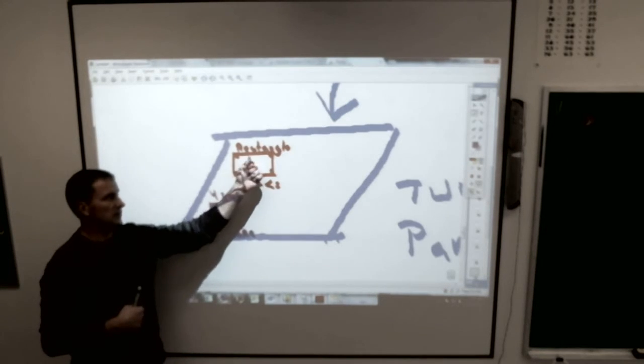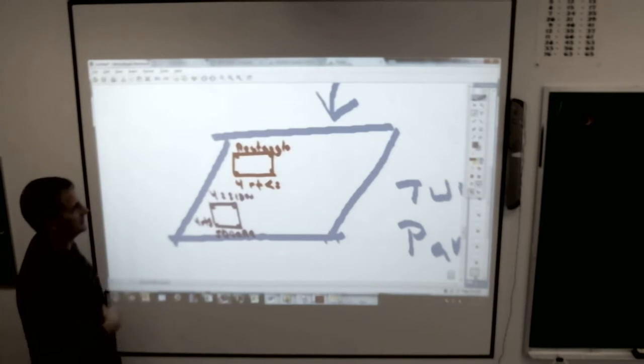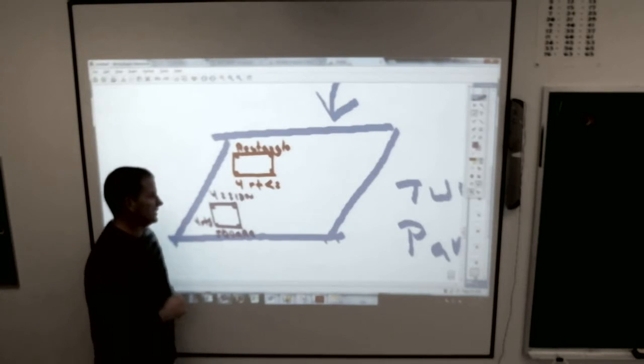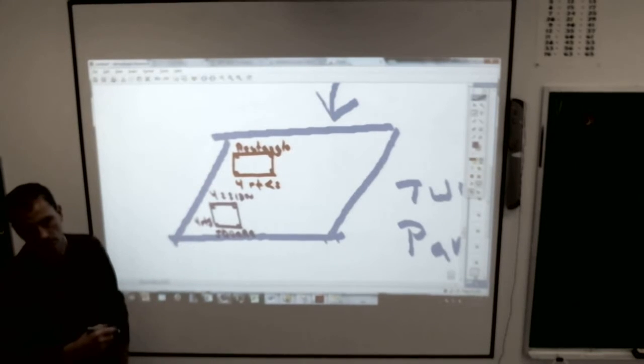So every one of these is one of those. I should have drawn it. I should have put that inside my rectangle. But I think I ran out of room. What else do we have besides rectangles, squares, parallelograms?